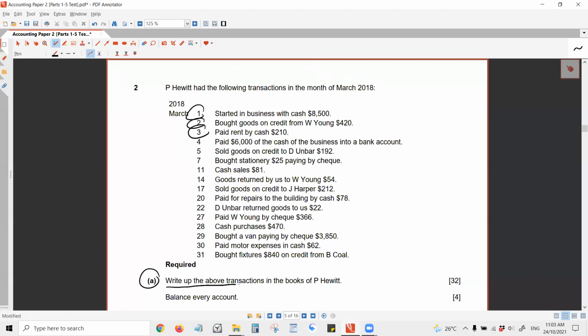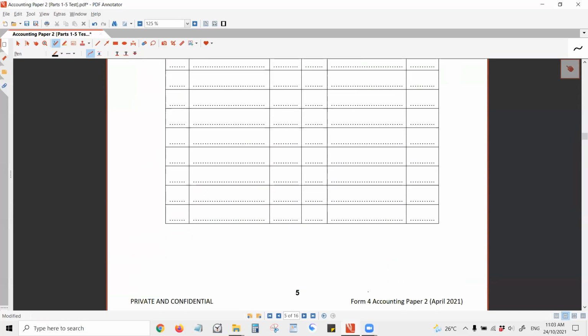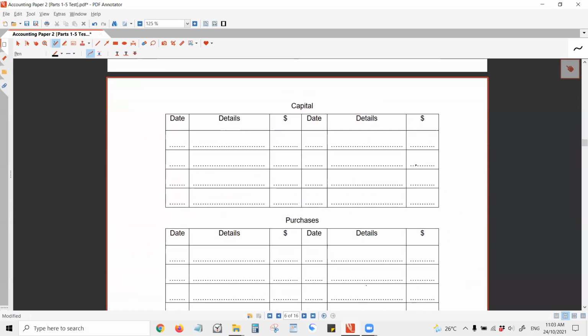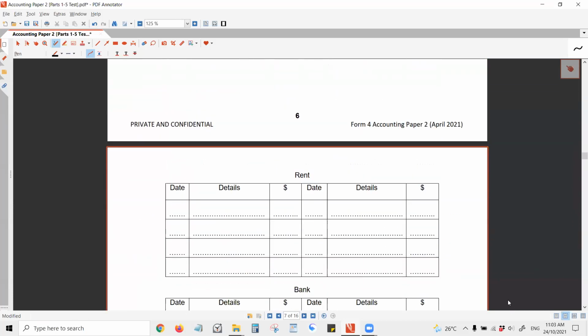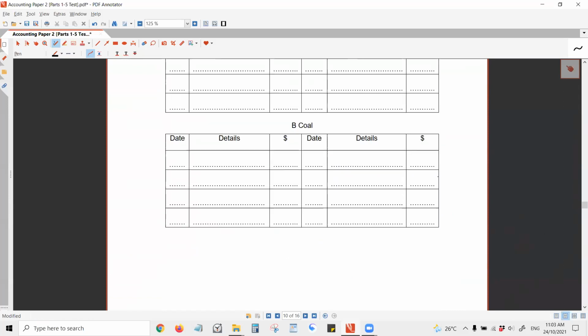Write up the above transactions in the books of P. Harriet. When the question asks you to record something into somebody's book, that means we are that somebody. Okay, we are P. Harriet, balance area account. If you notice, there are many key accounts here: cash account, capital account, purchases account, and so on, which runs from that page earlier all the way until a few pages later, until here.